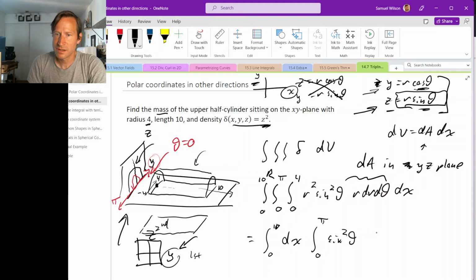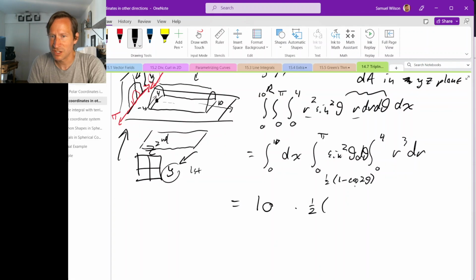So the integral of dx from 0 to 10, that's going to be 10. Integral of sine squared, so sine squared is 1/2 times 1 minus cosine 2 theta, right? So this is going to give me 1/2, and now do our integral, we get theta minus 1/2 sine of 2 theta, sorry, yeah, 2 theta, not 4. Okay, from 0 to pi. And for our r integral, we get 1/4 r to the 4th from 0 to 4. So let's simplify these. 10 times 1/2 is 5.